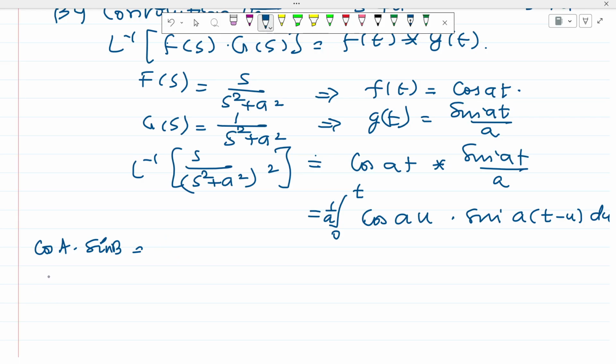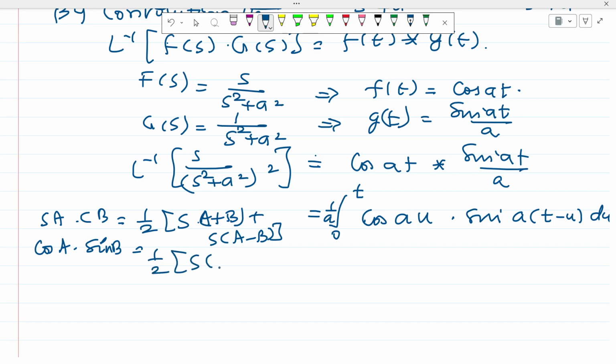See, there are 4 multiplication formulas: sin a cos b, cos a sin b, cos a cos b, sin a sin b. Okay, listen. First, sin a cos b equals 1 by 2, write down, sin of a plus b plus sin of a minus b. Second formula, cos a sin b equals 1 by 2 sin of a plus b minus sin of a minus b.